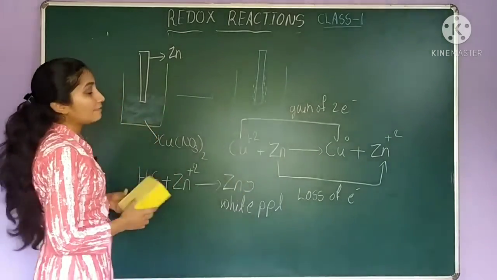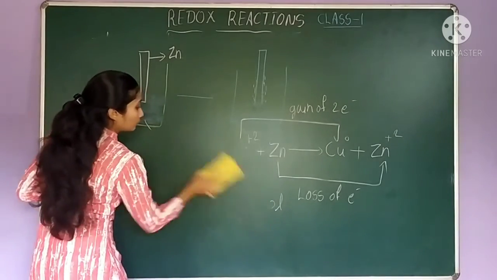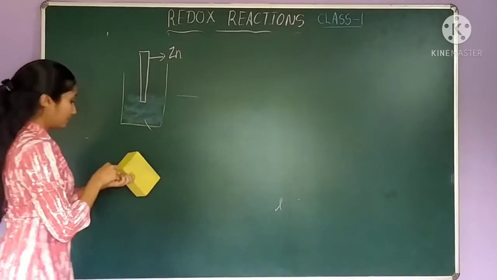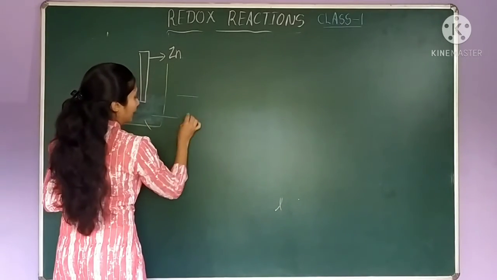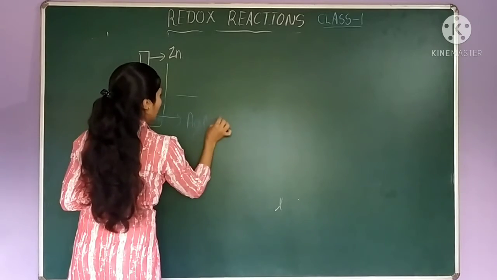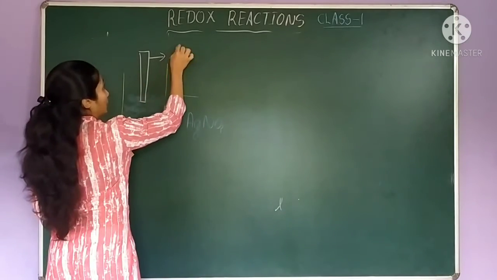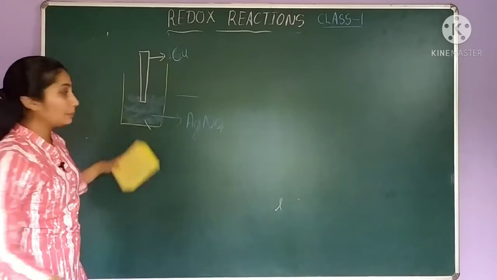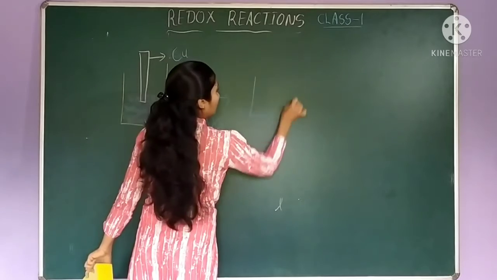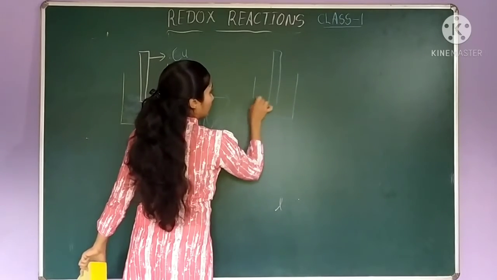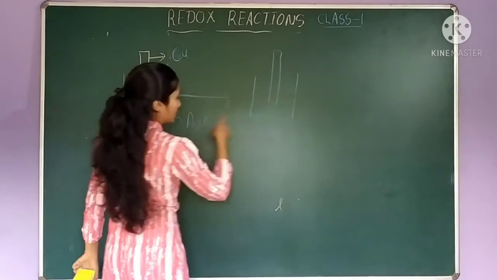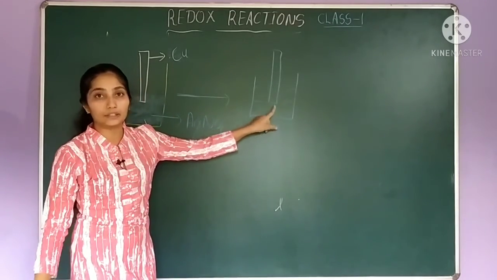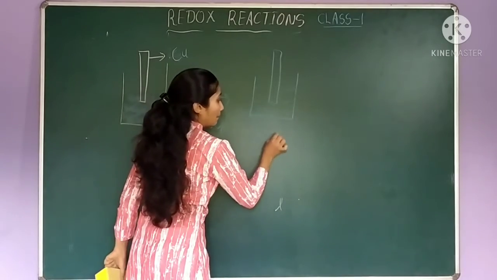In the same way, take silver nitrate AgNO3 solution in the beaker, which is a colorless solution, and dip a copper rod in this. Initially it is colorless, but if you keep this for some time, you will get a blue colored solution. The intensity of the blue color increases, due to the presence of Cu plus 2.